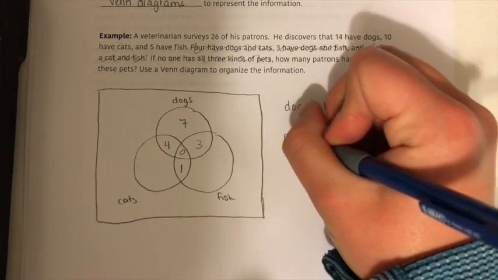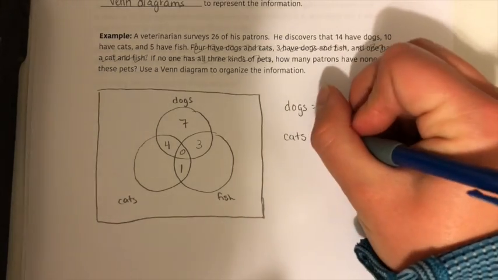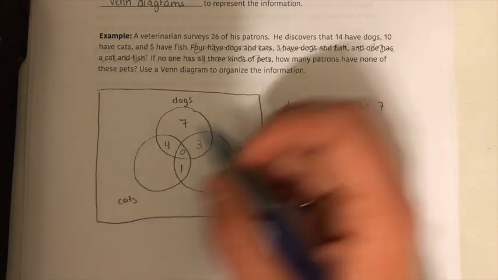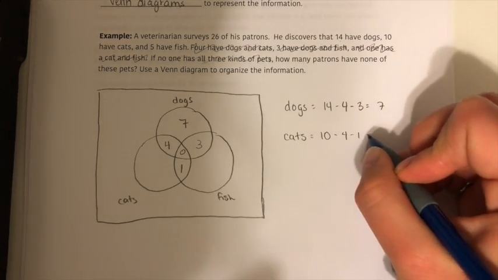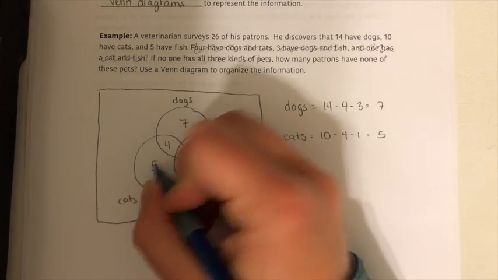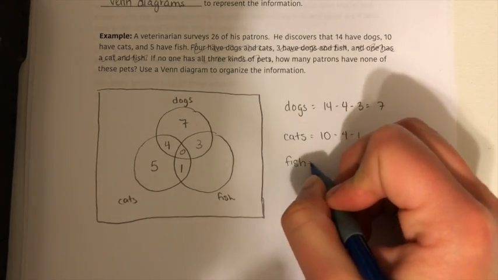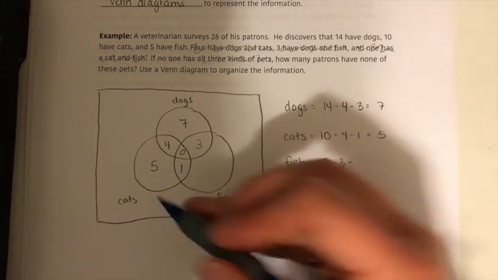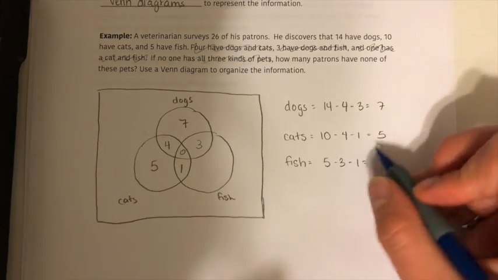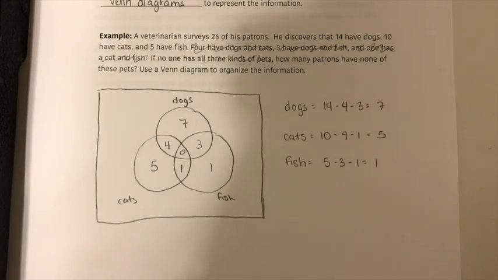And then we're going to do the same for cats and fish. So we know that 10 have cats, but that has to include the 4 people who have cats and dogs and 1 person who also has a fish. So we have 5 people with just cats. And then fish, we have 5 who have fish, minus the 3 who are overlapped with the dogs and the 1 who's overlapped with the cat. So we only have 1 person who has just a fish.